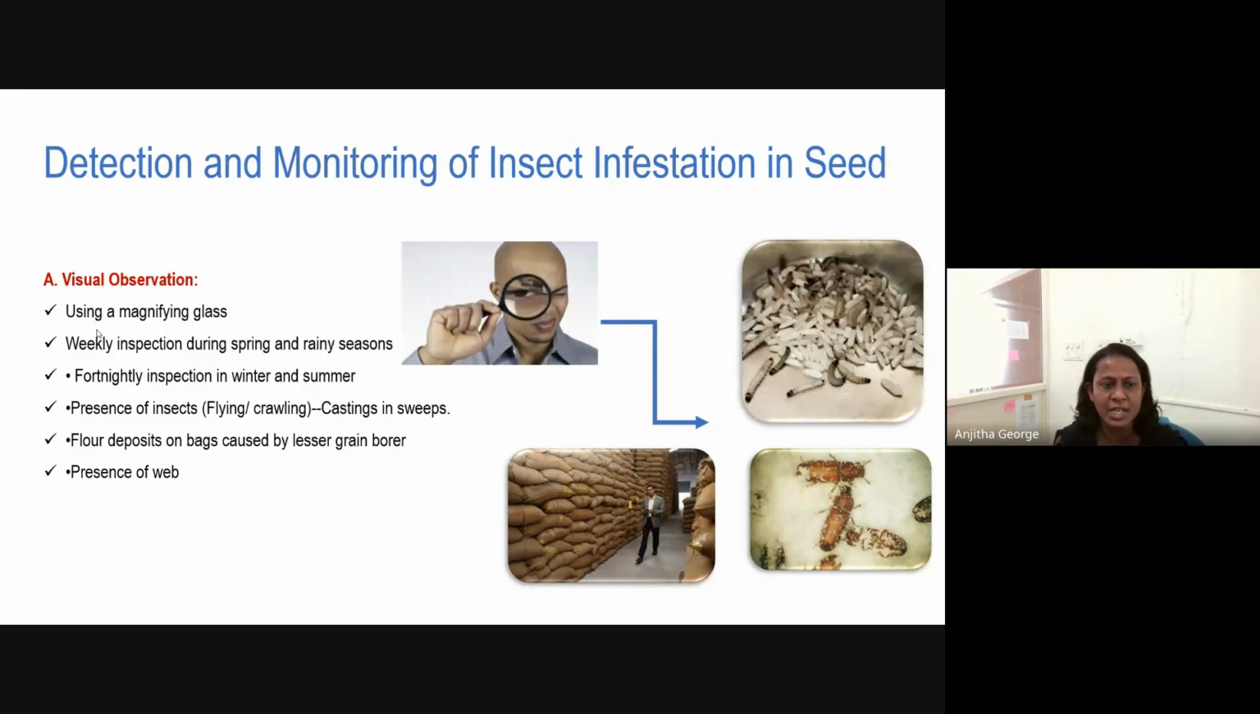The basic funda is visual observation. You just need a magnifying glass. We have to inspect the seed lots stored in your godown once in 2 weeks, or at least once in a month. We have to look for any insect stages, like adults, any webbing, or any broken body parts. If any such things are seen, it means you have to take care of the seeds.